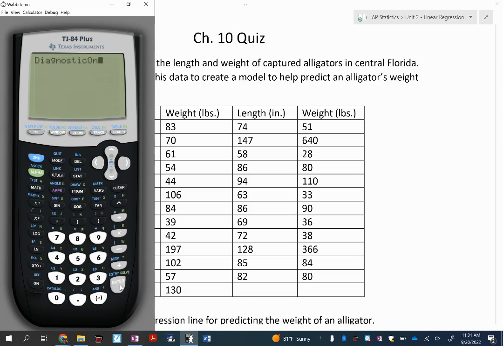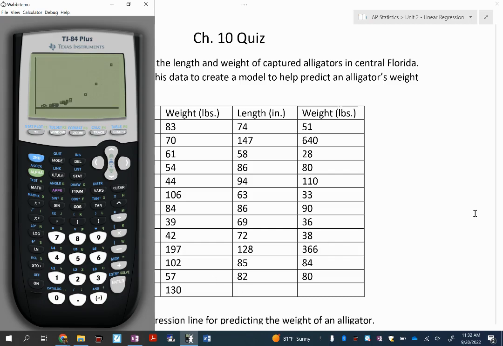And I'm going to go ahead and see if I'm ready to, or what happens when I make the scatter plot for this. So I'm going to do zoom. Oh, did I turn it on? Come on, turn it on. There we go. Okay, now zoom 9.